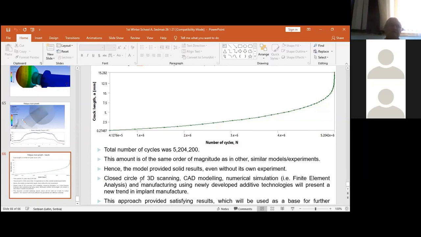And also, since this was a part of this reverse engineering, let's say small project, we concluded that this 3D scanning, computer-aided design modeling and numerical simulation, also manufacturing itself with newly developed additive technologies, provides good results and will present a new trend in implant manufacture.